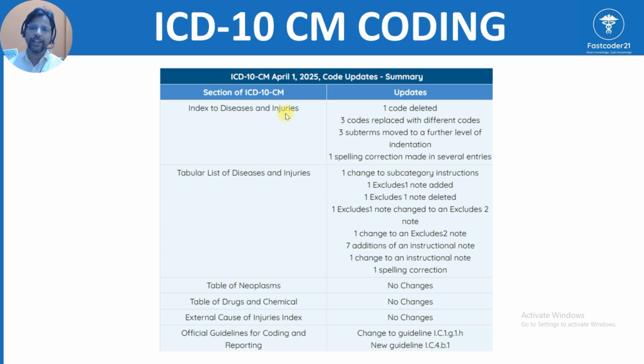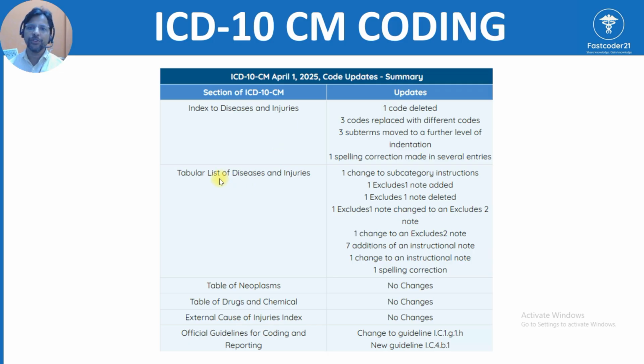As all of us know, in ICD-10-CM we have the index as well as the tabular list. If you want to code any diagnosis, first you need to go to the index and find the code from the index, and you need to cross-check in the tabular list. So these are the changes related to the index to diseases and injuries.